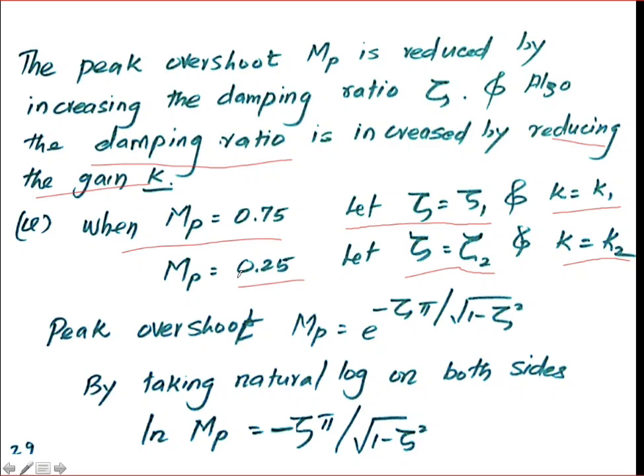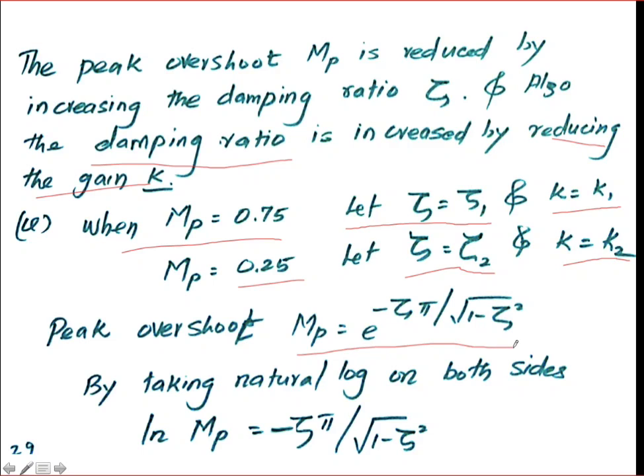For example, if the peak overshoot is 0.75, then the zeta value and k value may be different. At the same time, if Mp is equal to 0.25, the zeta value and k value may be different. For that particular purpose, we have considered that when peak overshoot is 0.75, zeta is equal to zeta 1 and k is equal to k1. When Mp is equal to 0.25, zeta is equal to zeta 2 and k is equal to k2. Now, this is the formula to find out peak overshoot.